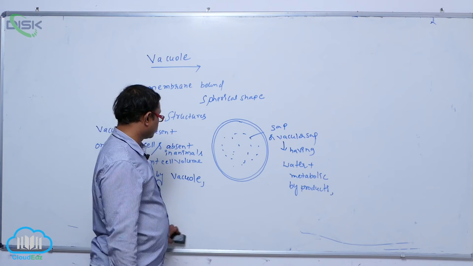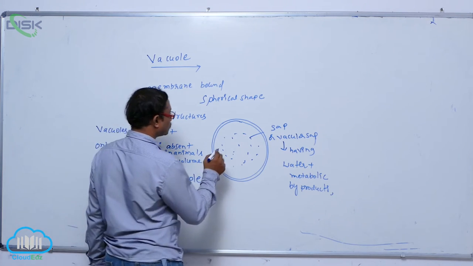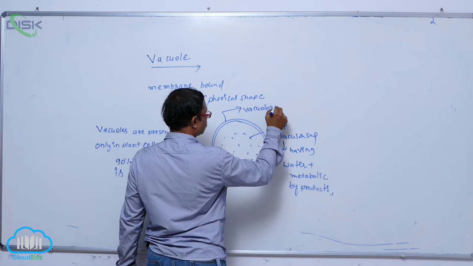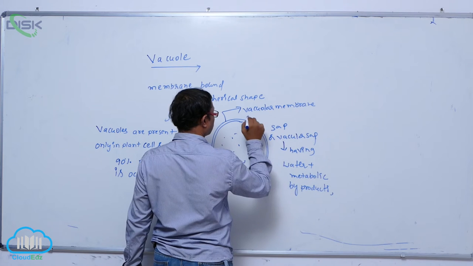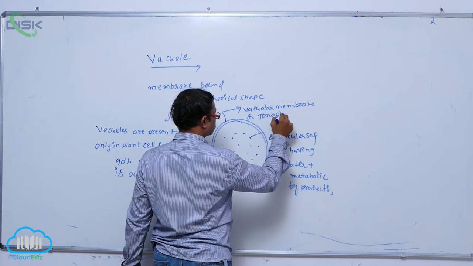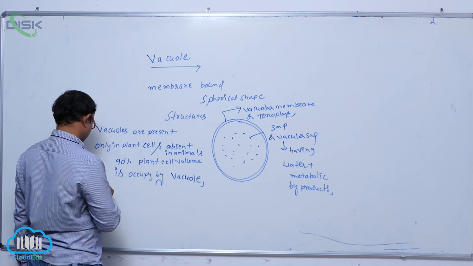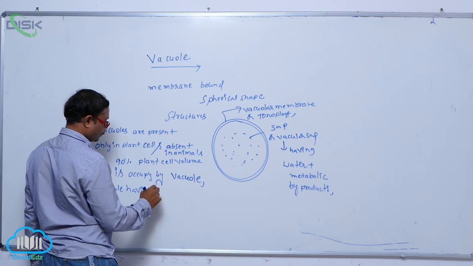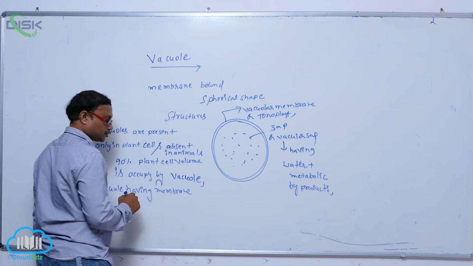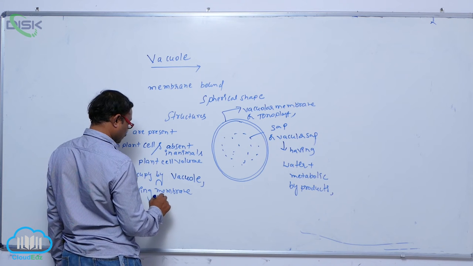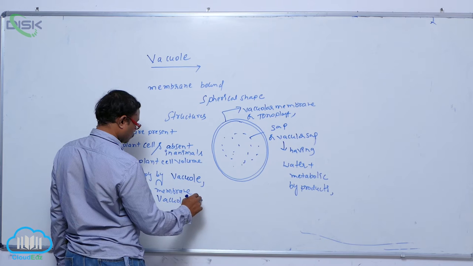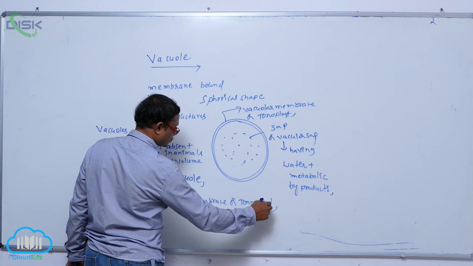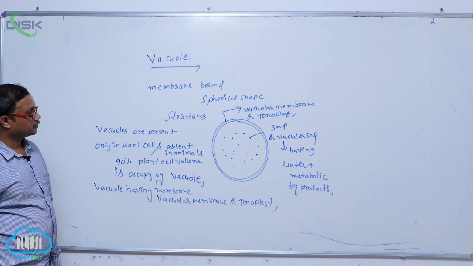This vacuole has a membrane, and it is known as the vacuolar membrane, or tonoplast. The vacuole having a membrane, that is known as the vacuolar membrane. Vacuolar membrane or tonoplast.